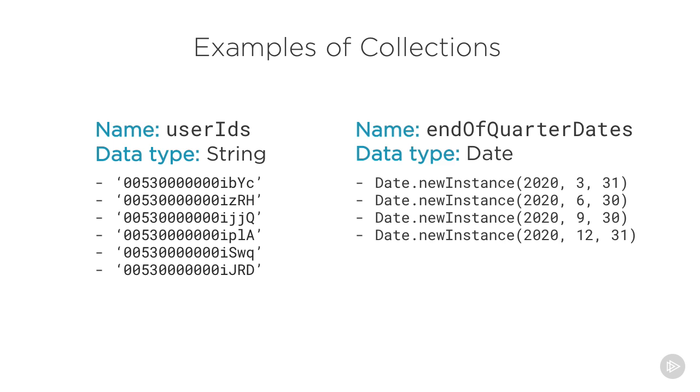The same could be said about a collection of any other primitive data type, for example, dates. We can create a collection called end of quarter dates that stores one date value for each quarter's end date. Starting to get the picture?